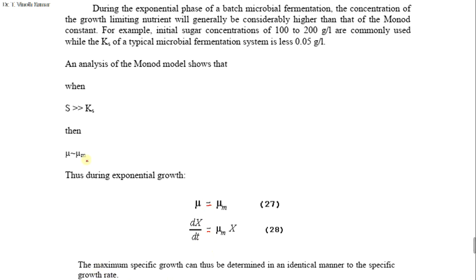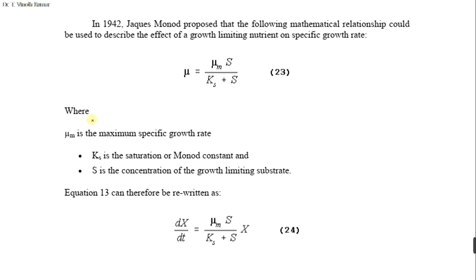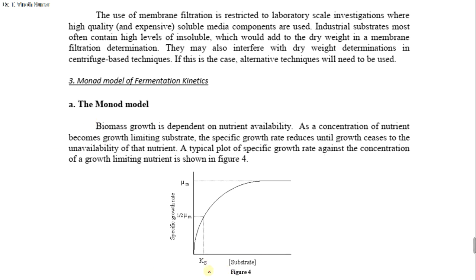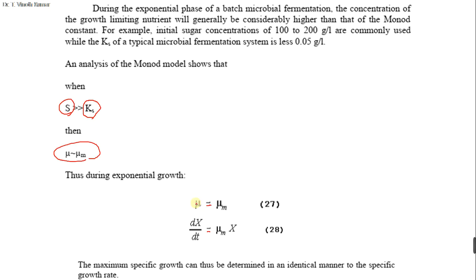So in this case, mu and mu m are approximately equal. At which stage? If you are taking the substrate concentration that is more than the value of Ks, that means in this graph you can see here, this is the value of Ks. If you are taking the substrate concentration around this one, that is approximately equal to the concentration of mu m. So that is why it is mentioned here: if S is more than Ks, approximately mu is equal to mu m.